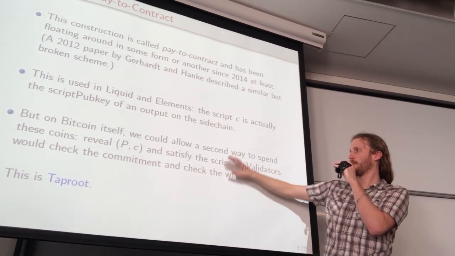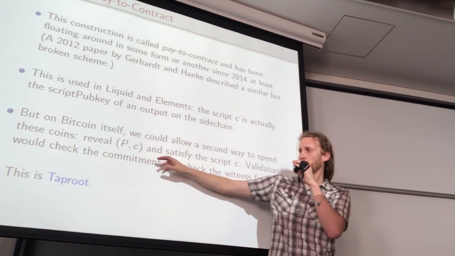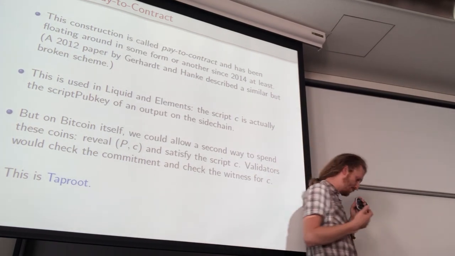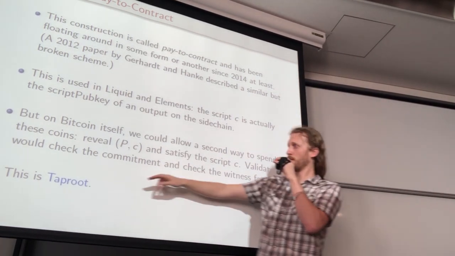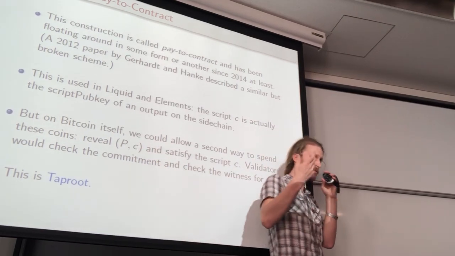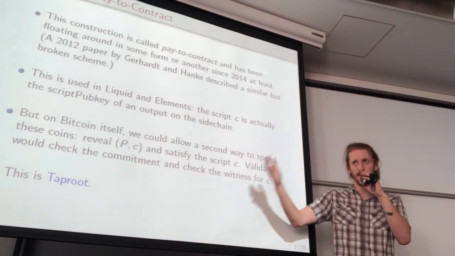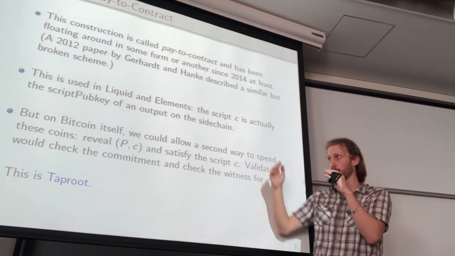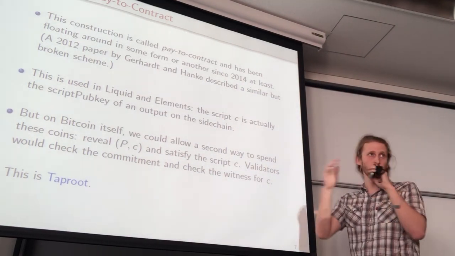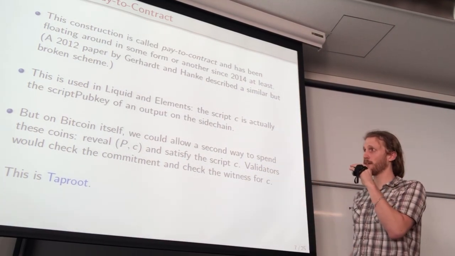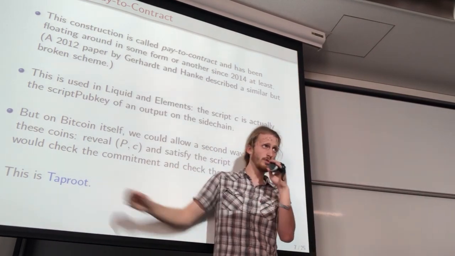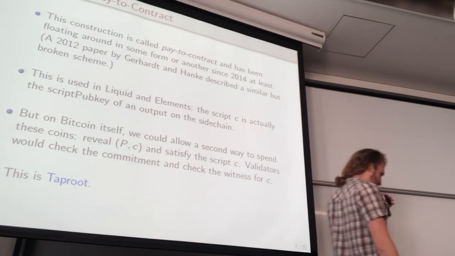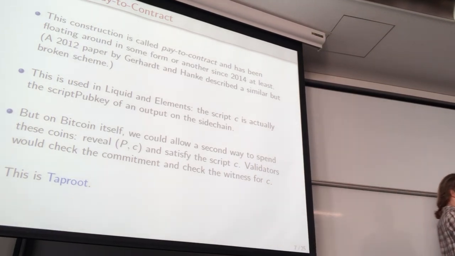But imagine instead that we committed to the script with this pay to contract construction. And imagine further that our original public key had a secret key that is jointly held by these three parties, or maybe two of three parties, or whatever. And I'll explain in the next few slides why you might do that. The result would be an output which to any onlooker just looks like a single public key. And it can be spent like a single public key.